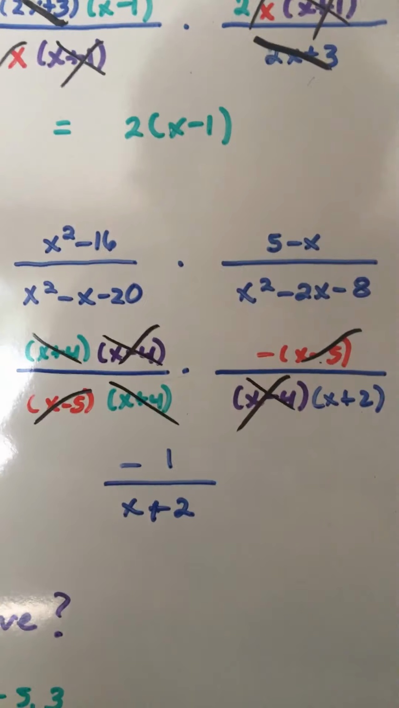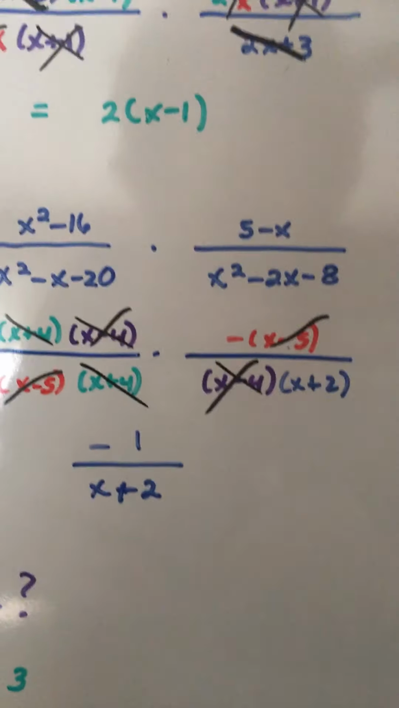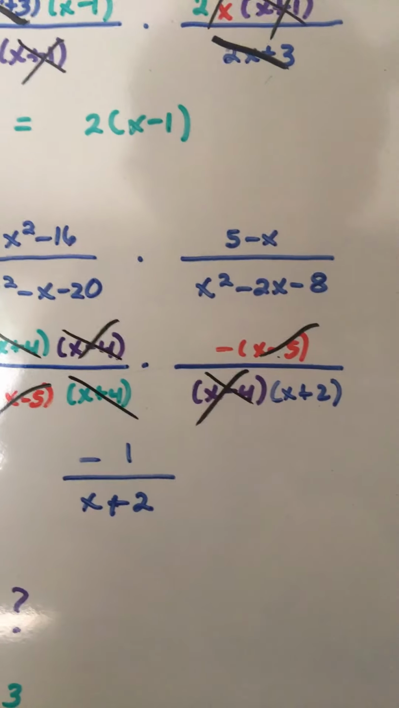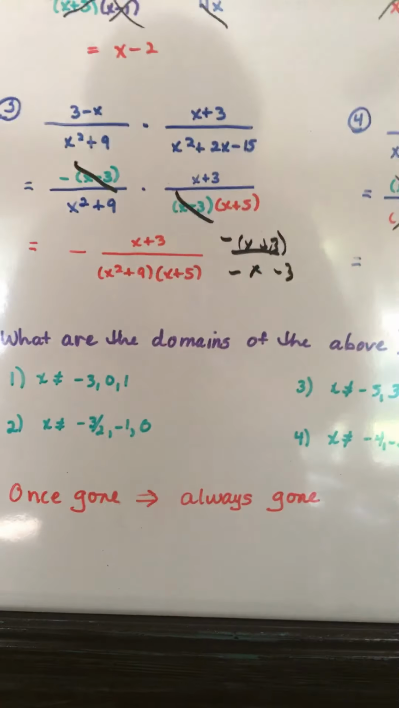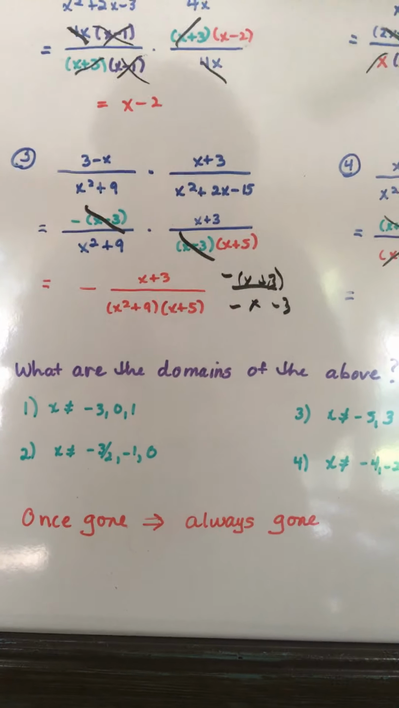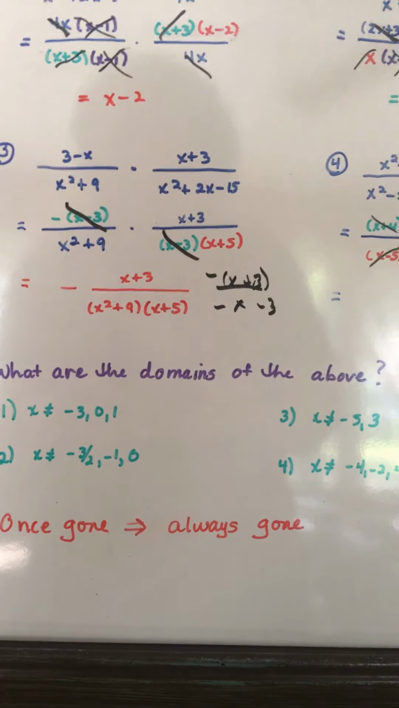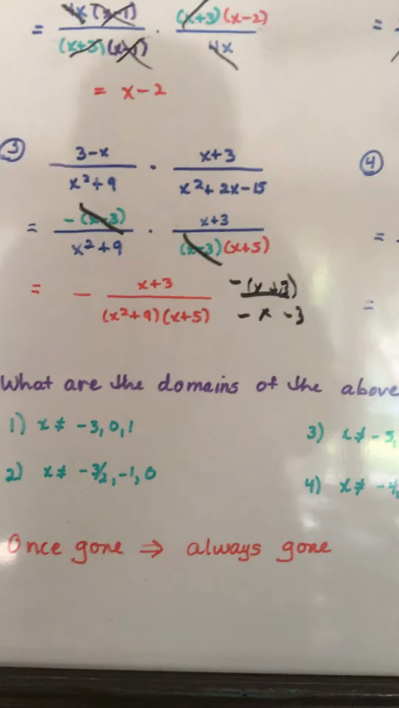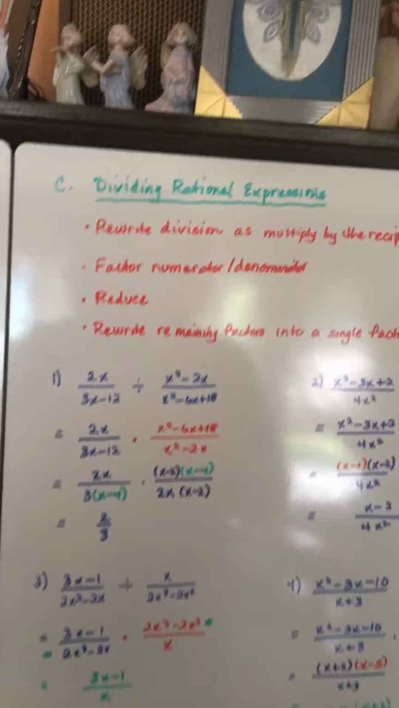And I'm simply left with something that looks like, oh, only -2 is not allowed. There is a rule in mathematics. Once gone, always gone. Please remember that. Once you kill it, you can't have it in the original answer.